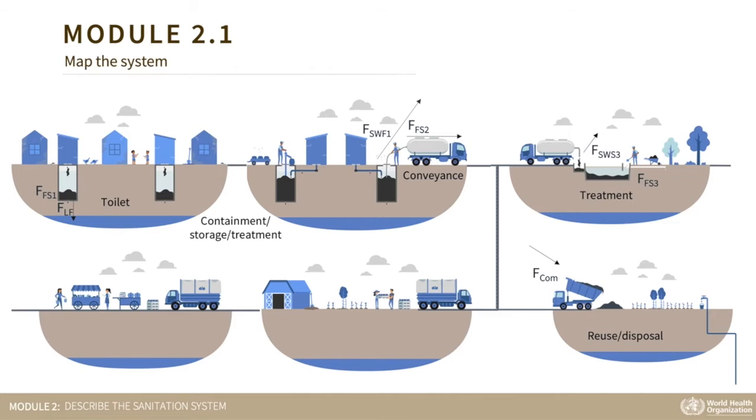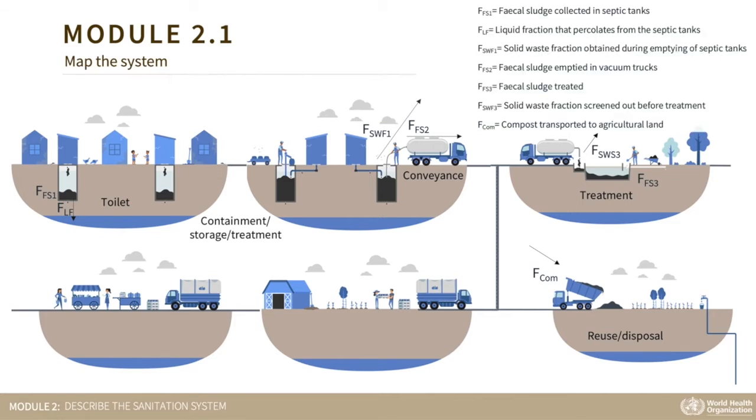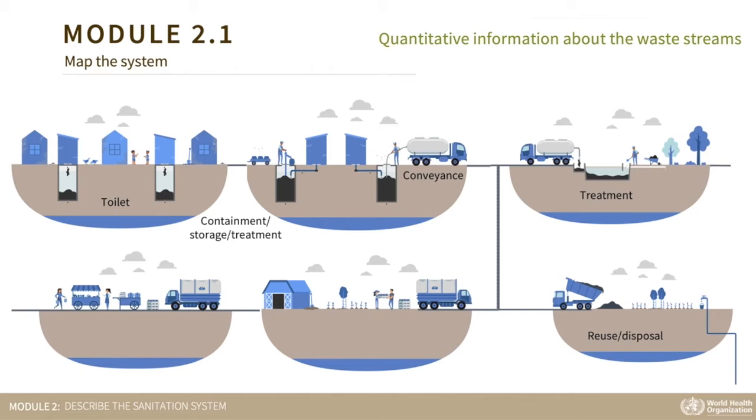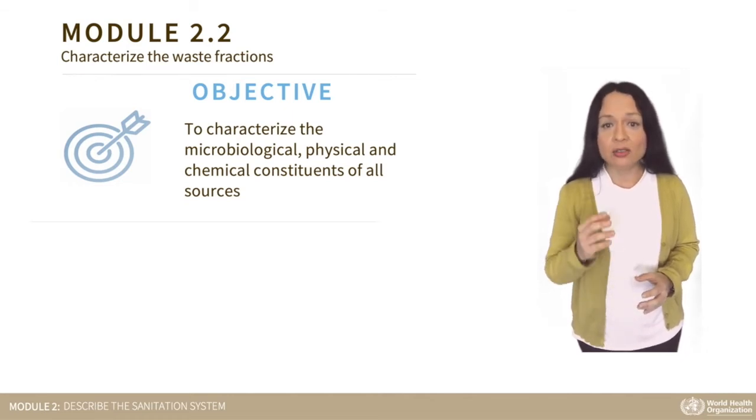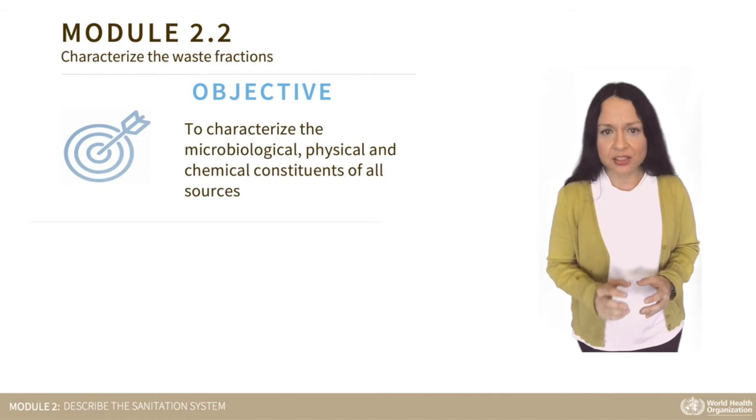For instance, here we are showing the fecal sludge collected in septic tanks and the liquid fraction that percolates from the septic tanks, among other waste fractions. You should record available quantitative information about the waste streams, such as flow rates and the design capacity of each treatment element. In Module 2.2, we characterize the microbiological, physical, and chemical constituents of the waste fractions.